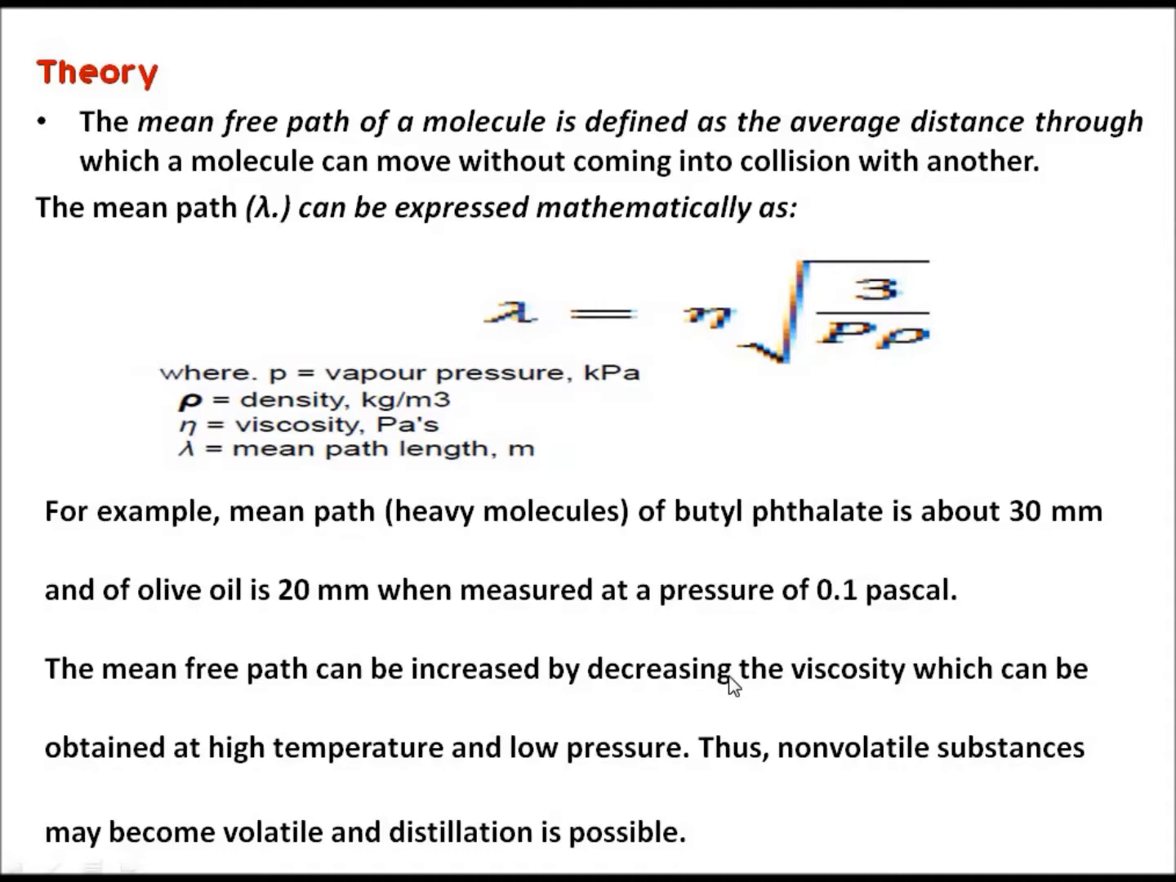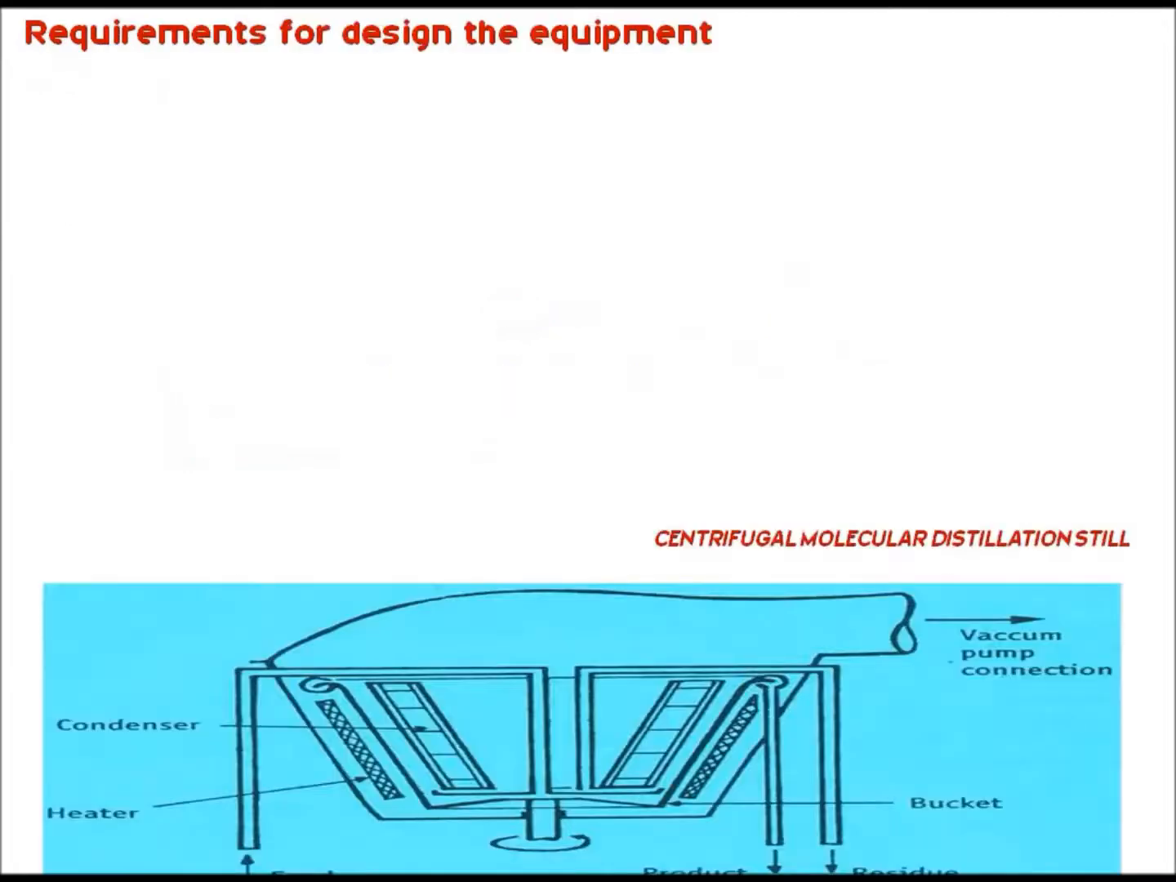Now how can we decrease the viscosity of any liquid? Simply by applying higher temperature, because we all know that viscosity is the resistance to flow. Thus, if we want to decrease the viscosity, just increase the temperature or lower the pressure. Thus the non-volatile substance may become volatile and distillation is possible. So in this case we can apply heat as well as lower the pressure just to increase the mean free path.